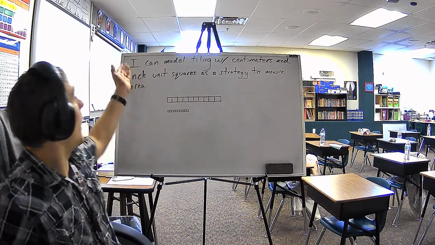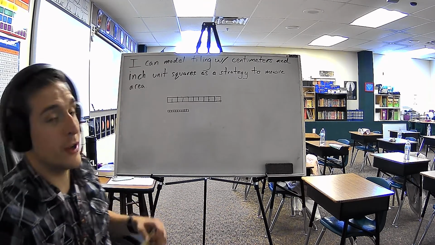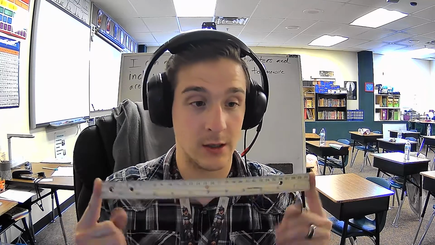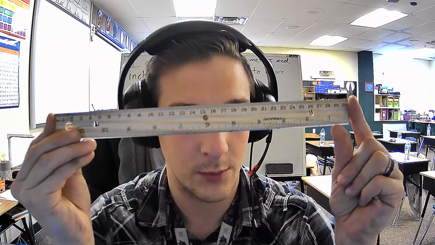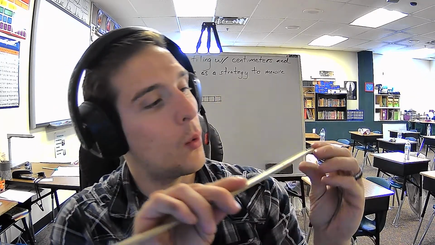So, why is this important? Well, let's talk about it. I can model tiling with centimeters and inches, inch unit squares, as a strategy to measure area. So, going off of that, this is 1 foot, or it's 30 centimeters as well. And 30 centimeters is equal to 12 inches because they end at the same point. You can recognize that 1 inch is that long, from here to my other finger. That's 1 inch. A 1 centimeter is that big. So you can see a centimeter is much smaller.